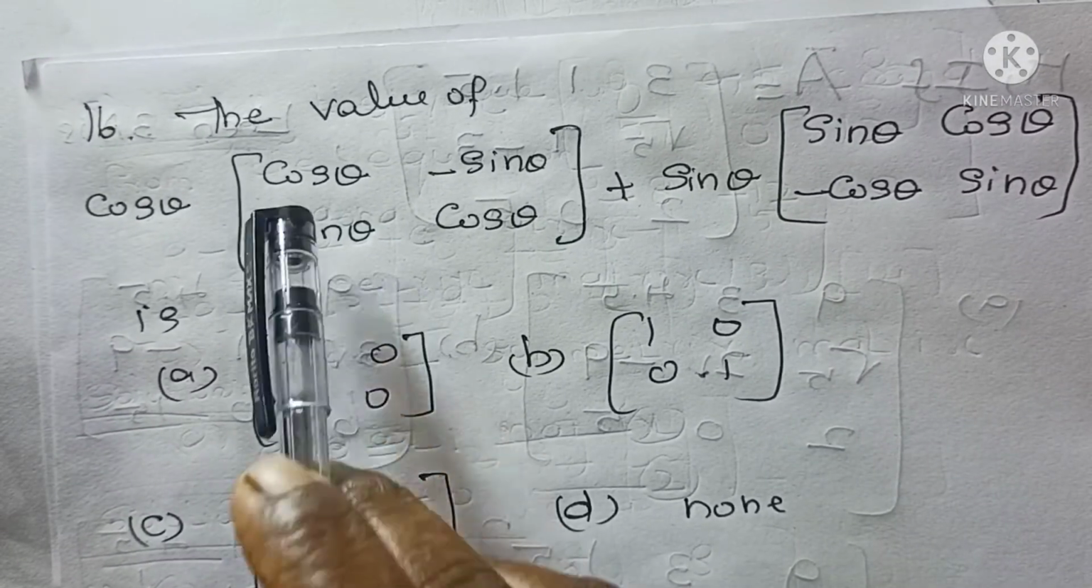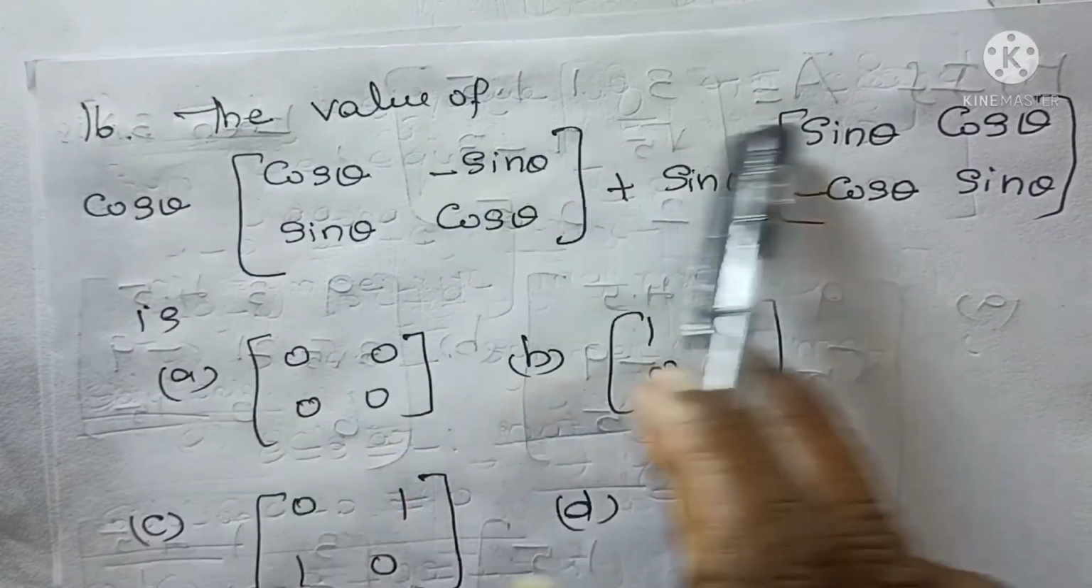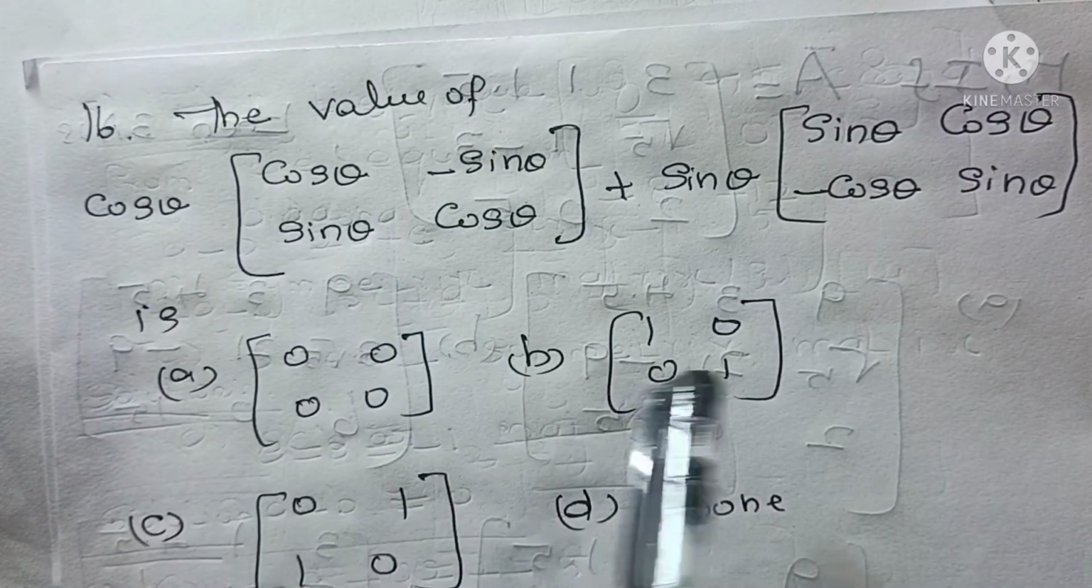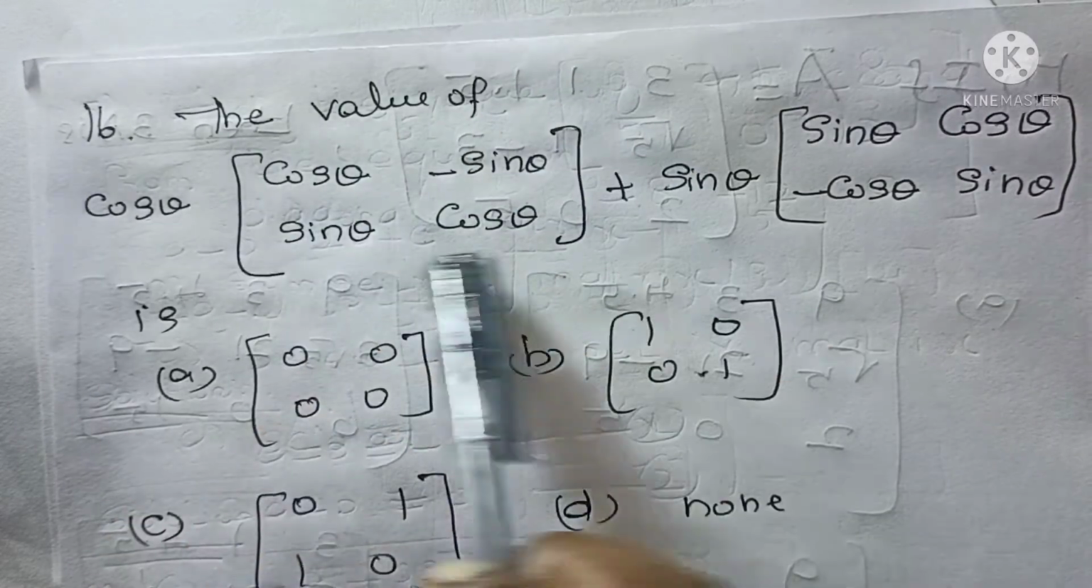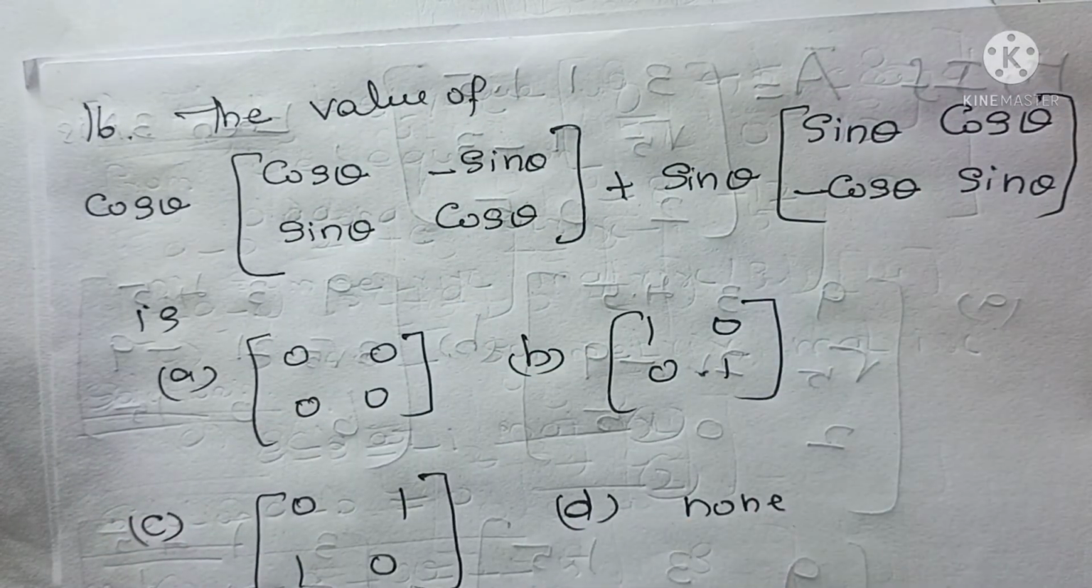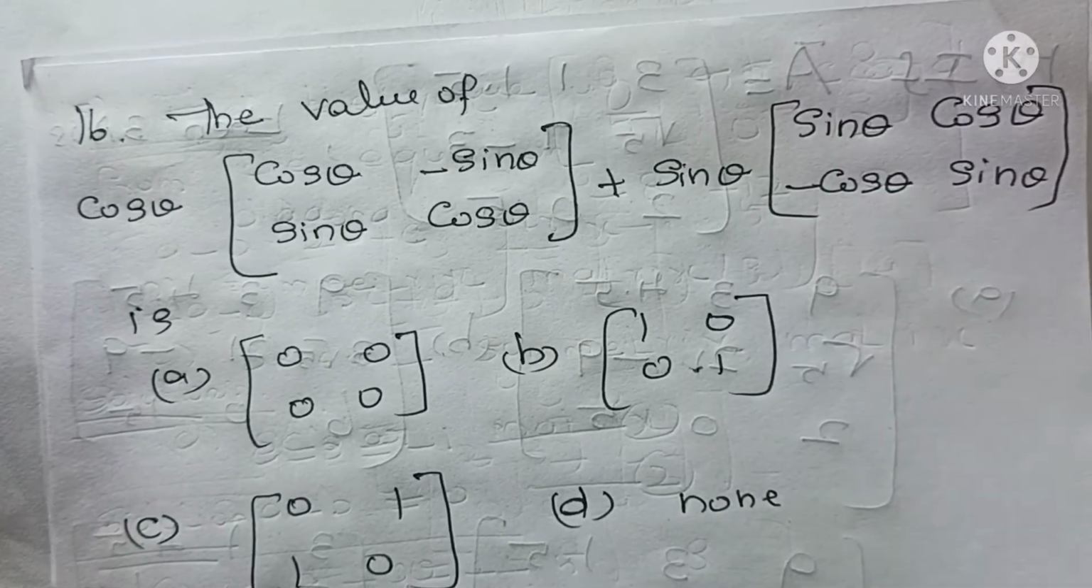Next move on to the 16th question. The value of this one they have given. We have to find the value of this one. First you have to multiply cos theta with this matrix and sin theta with this matrix. Then we have to add, then we will get the answer.